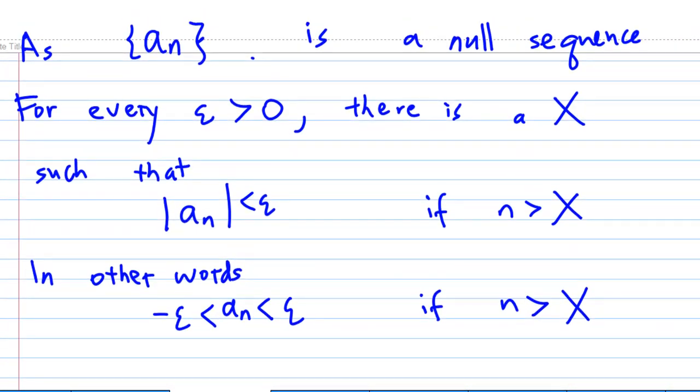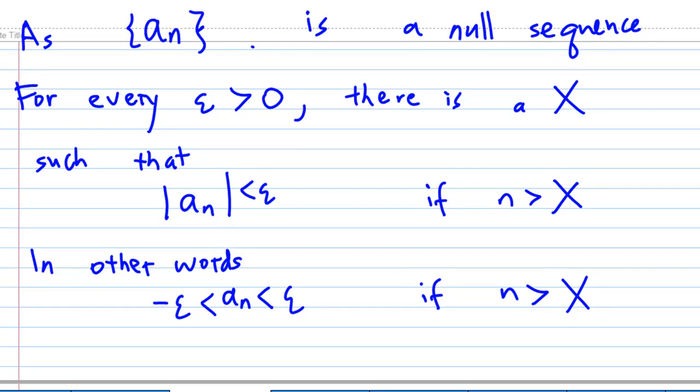Which means for every epsilon greater than 0, there is an x such that the absolute value of a sub n will be less than epsilon if n is greater than x. In other words, a sub n will be less than epsilon and greater than negative epsilon if n is greater than x.